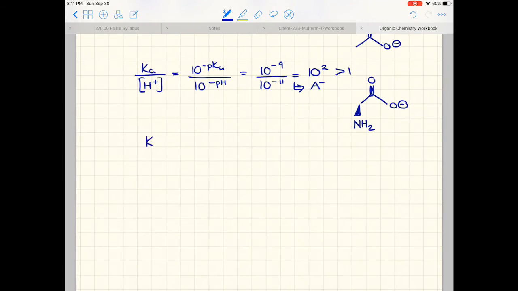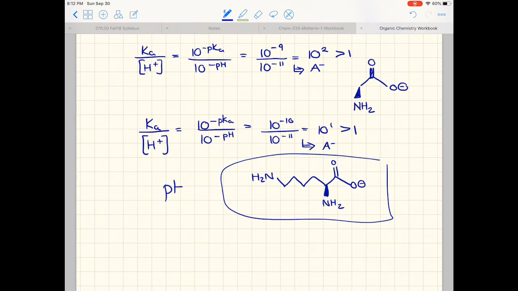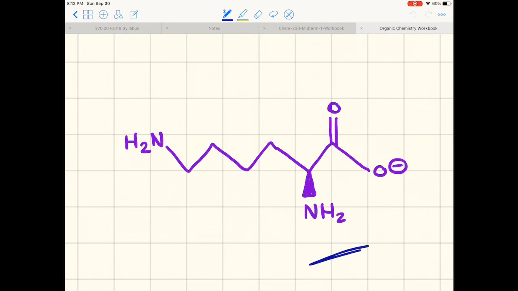Last but not least, the pKa of 10 for our side chain. 10 to the negative 10 over 10 to the negative 11 equals 10 to the 1, which is greater than 1. And similarly, the dominant form will be basic. And so, like our other functional groups, this one will not gain a hydrogen and therefore will not be protonated. And this will be our molecule at pH 11. Now let's compare and see what we had from the other method. And ta-da! It's exactly the same.